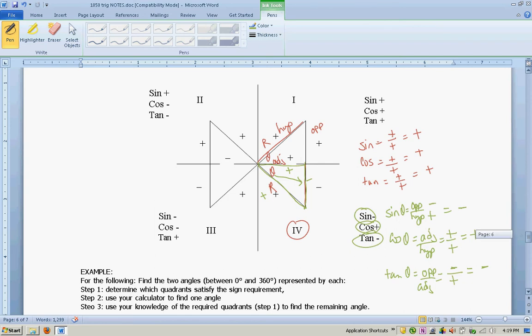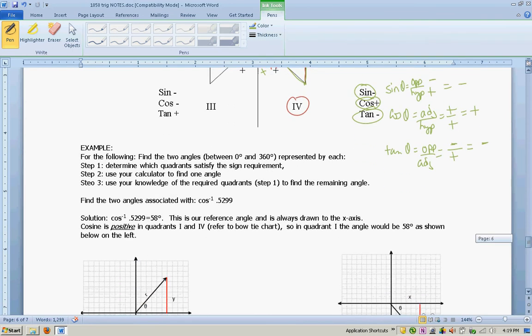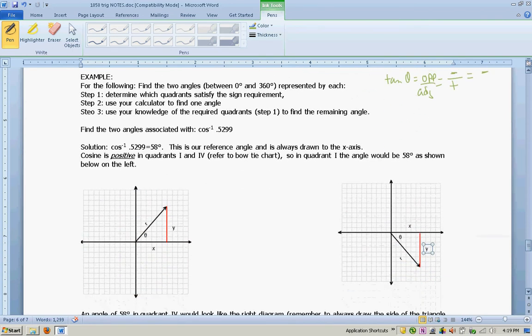So, let's look at an example. For the following, find two angles between 0 and 360 degrees. Determine which quadrants satisfy the sine requirement. Use a calculator to find one angle, and use your knowledge of the required quadrants to find the remaining angle.